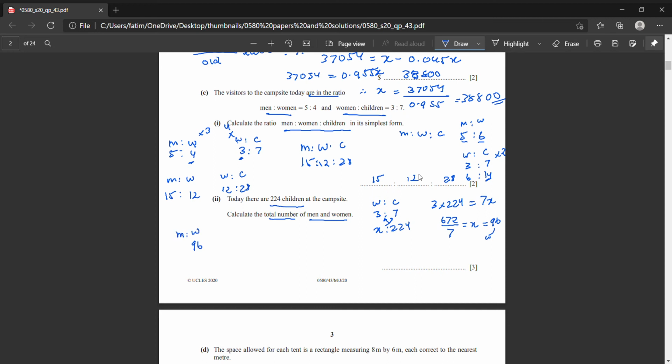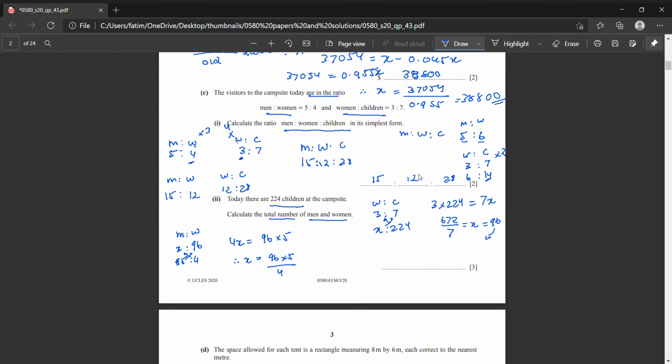And for women, when there's 96 present, they would be x, and our ratio is, sorry, not 15, it's 5 is to 4. 5 is to 4. Okay, so that's 4x. When you cross multiply, it's 4x is equal to 96 into 5. Therefore, x will be 96 into 5 by 4.